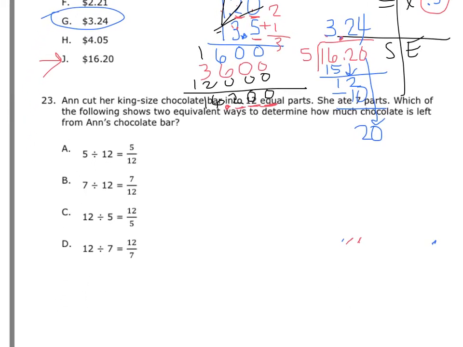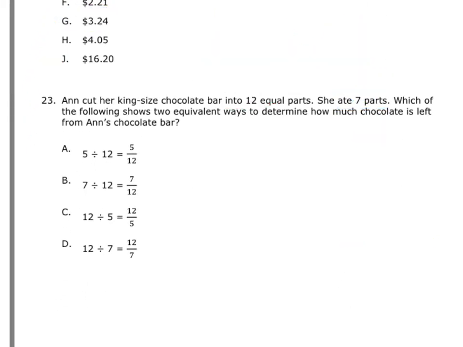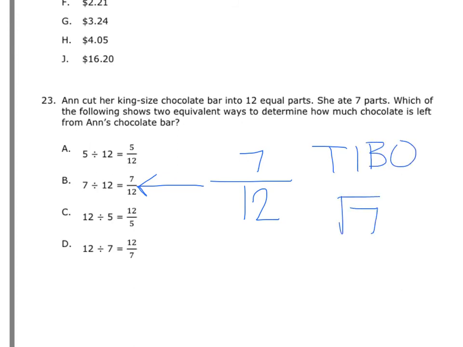How about if we do this real quick? Just delete that. Anne cut her king-size chocolate bar into 12 equal parts, and then she ate 7 parts. Which of the following shows 2 equivalent ways to determine how much chocolate is left? Okay, so she has it in 12 parts, and she ate 7 out of 12. So 7/12 is this one. That is the only one that says 7 out of 12. And now think of it this way. If you TIBO, that's 7 divided by 12. Which one says 7 divided by 12? That right there.